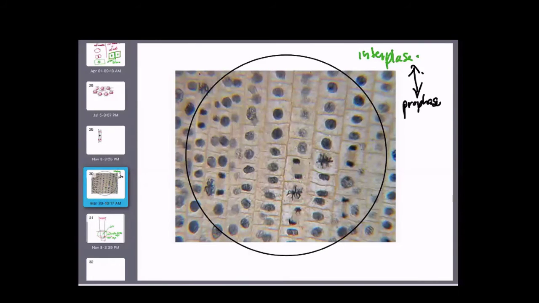So if we had to look at this cell versus this cell, if you're looking at that cell, it looks like interphase. That one would be in interphase. And then this one here, you can start to see appearance of chromosomes. So the minute you see going from chromatin to chromosomes, then this one here would be prophase.